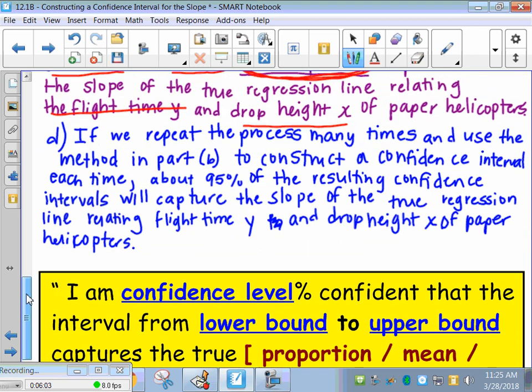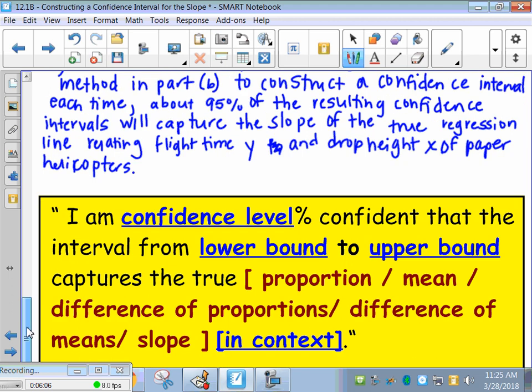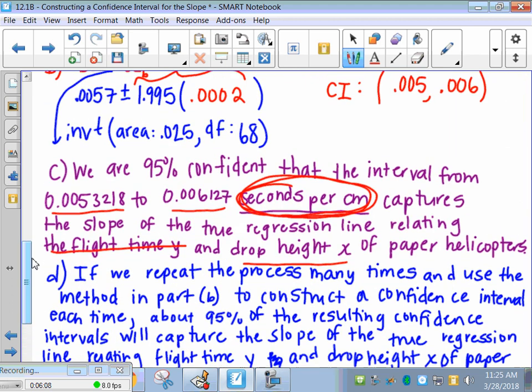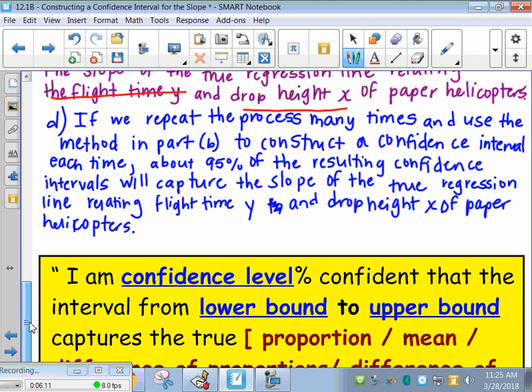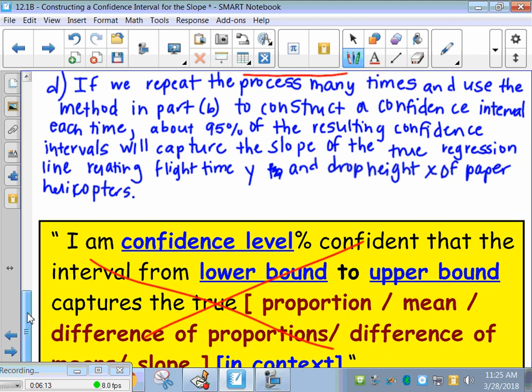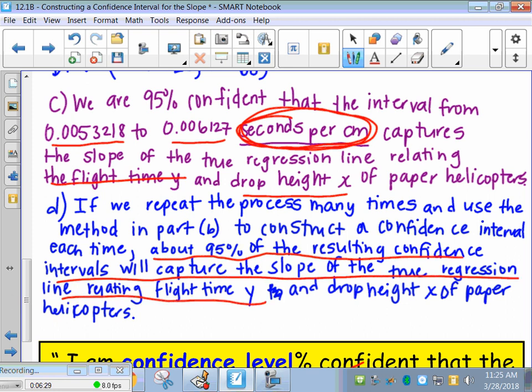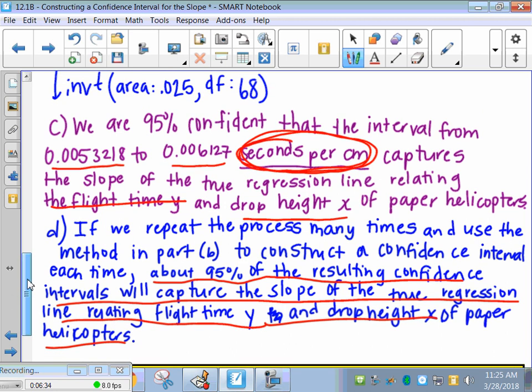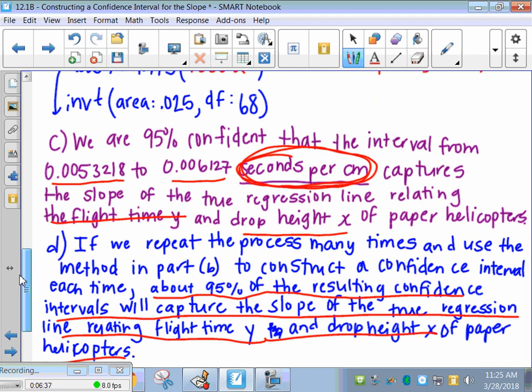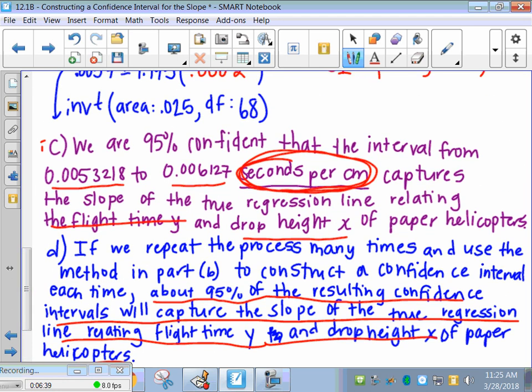If we repeat the process many times. Actually, that's the one for this one. So this one, sorry, ignore. We already did this one. So you guys, if we repeat the process many times and use the method in part B to construct a confidence interval each time, so this is confidence level, about 95% of the resulting confidence intervals will capture the slope of the true regression line relating flight time y and drop height x of paper helicopters. All right, so that's confidence level. This is just interpreting it like we did in part C, which is what you normally do.